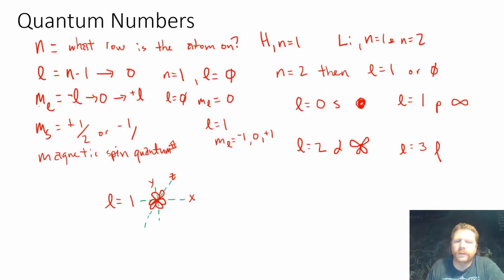Now, let's think about our m sub l value. If l equals 1, our m sub l can be -1, 0, or +1. So that gives us 3 different values.